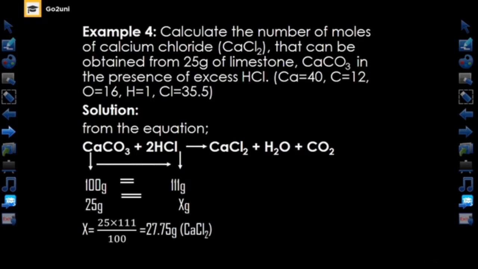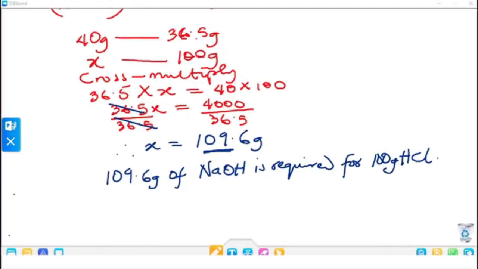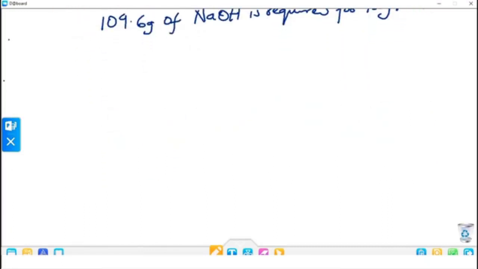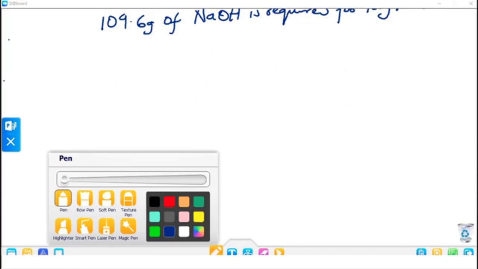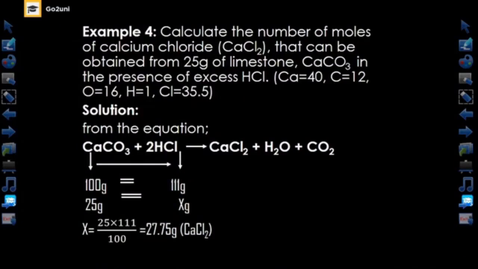So how do we go about carrying out that calculation? First, we need to balance the equation. That is if it is not balanced, but from what we have, the equation is already balanced. But if it is not balanced, then it means we will have to balance it ourselves. The equation is already balanced: calcium carbonate plus 2 moles of HCl, giving us calcium chloride plus water plus CO2. So from all indication, the equation is balanced.